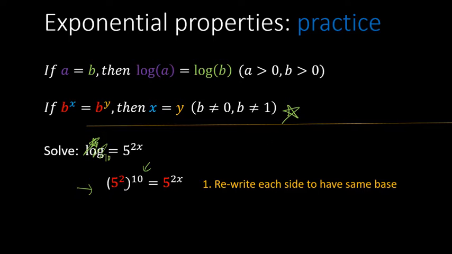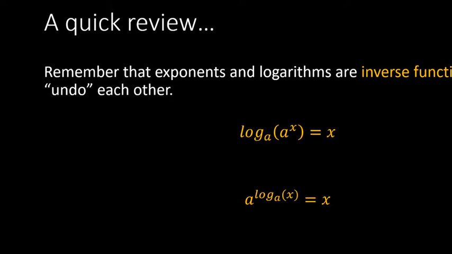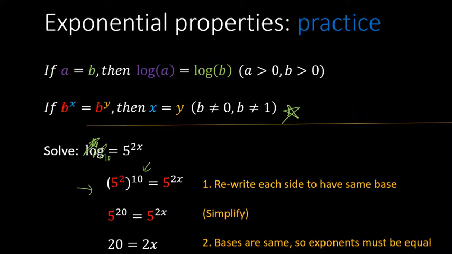So I need to simplify this a little bit, right? So I distribute my 2, I get 5 to the 20 equals 2x, and here's where we apply that property. 5 to the 20th power equals 5 to the 2x. So my exponents must be equal. 20 equals 2x, and you can easily see that x equals 10. So I think that's the last example I have of that kind.